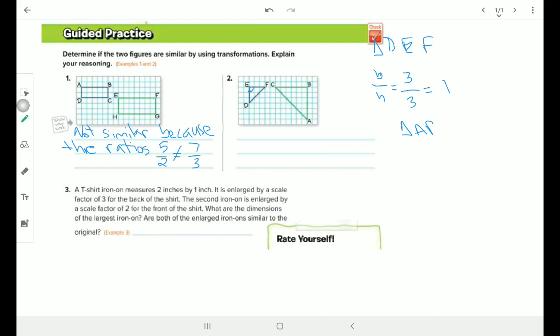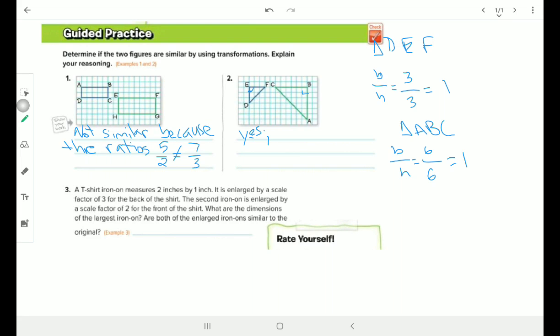Triangle ABC is going to have a ratio base over height. Now, we have to be careful because the base here is going to be BC, right? So base is going to be 1, 2, 3, 4, 5, 6. And my height in this case is also going to be 1, 2, 3, 4, 5, 6. And 6 over 6 is 1. So we would say, yes, they are similar. But how? They do have the same ratio.